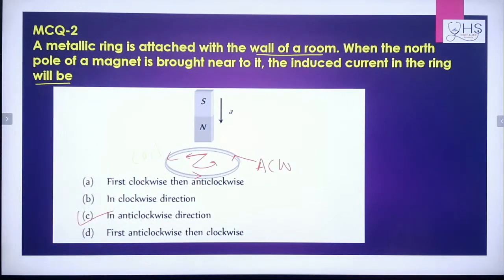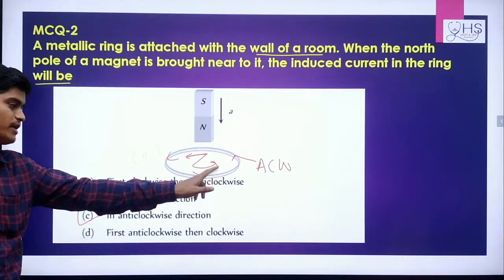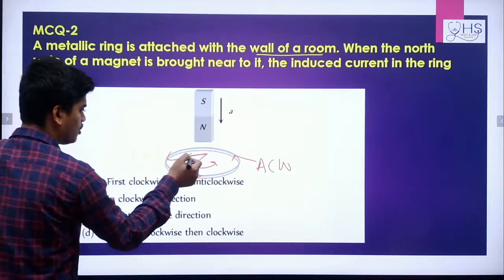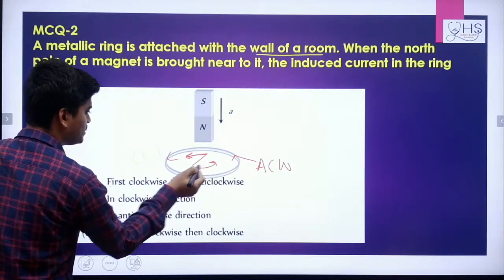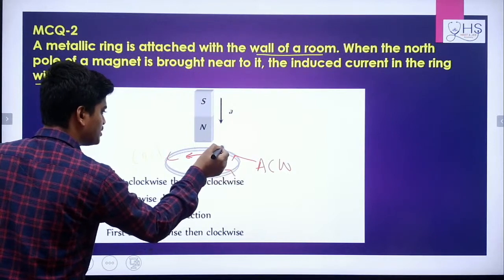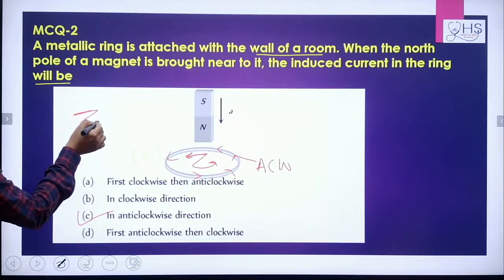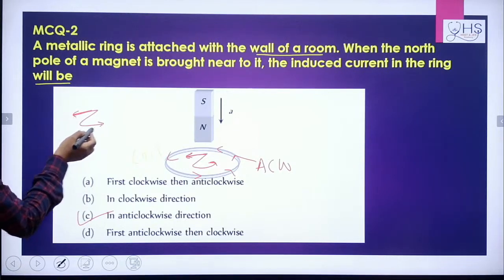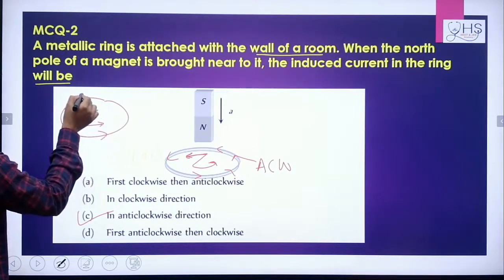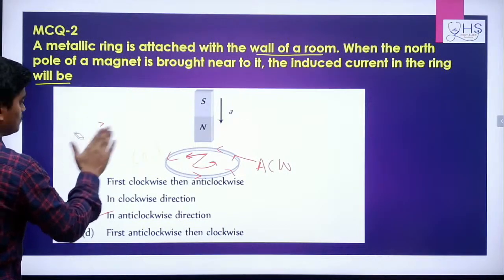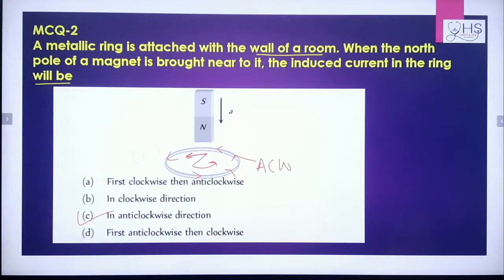So north pole is coming means this coil will behave like a magnet, with the north pole in the upward direction. So you draw an N here, then give an arrow like this, and you can give the arrow in this coil itself. Then you can give the directions like this. So the answer is the anti-clockwise direction.